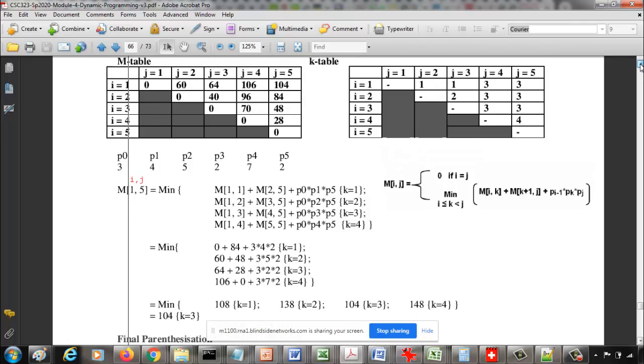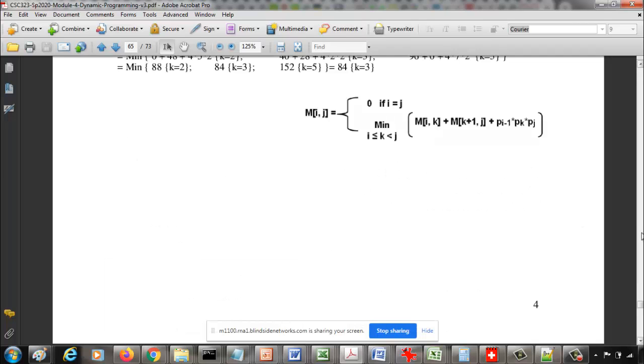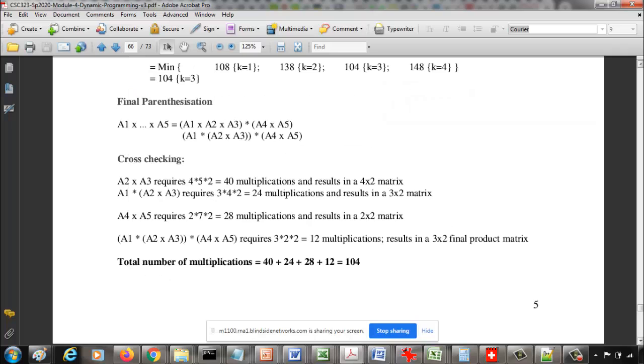So A2 and A3 is of dimension what? 4 by 5 and 5 by 2. So to multiply A2, A3 we need 4 times 5 times 2. So that is how many multiplications? 4 times 5 times 2, 40 multiplications. So 40 multiplications to multiply A2 and A3. And what's the dimension of the result matrix? It's going to be a 4 by 2 matrix. A2 and A3 multiply, the result is a 4 by 2 matrix.